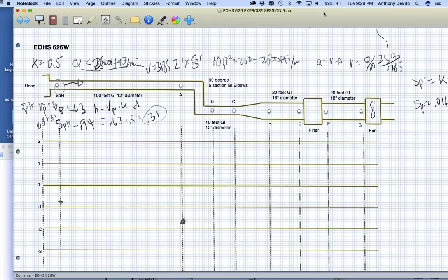Now we got 2 elbows here. We got to make up for that loss as well. What do we have here? 90-degree 5-section galvanized iron elbows. I didn't say the ratio. Let's assume the radius is 1 to 1. Radius and diameter is 1 to 1.